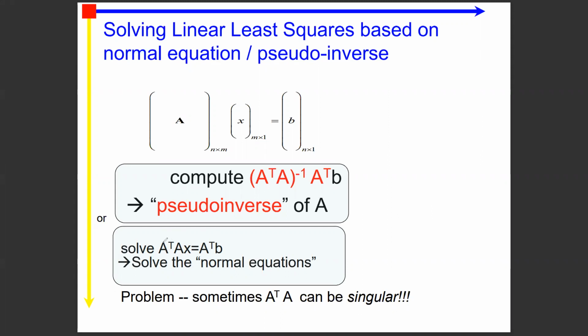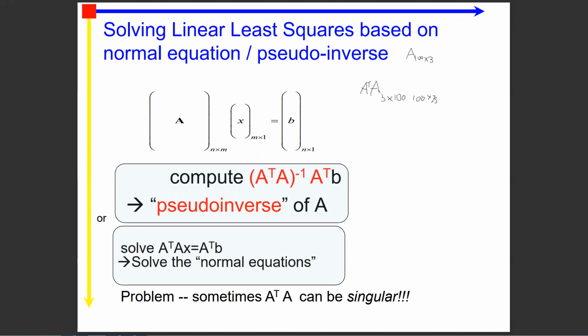Now A transpose A, where A is n by m, I'll just give you one example. Let's say A was something like a 100 by 3 matrix, right? 100 by 3, then A transpose would be 3 by 100. Okay, I'm trying to write by mouse. And the other one would be 100 by 3.